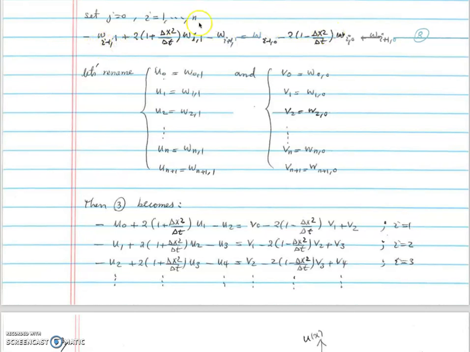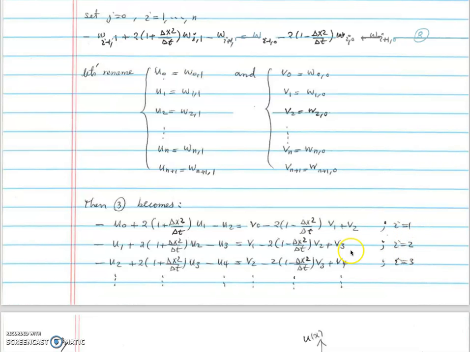You can rewrite this equation using these new variables as negative u0 plus 2 times 1 plus del x squared over del t times u1 minus u2 equals v0 minus 2 times 1 minus del x squared over del t v1 plus v2. And that is when I equals 1.